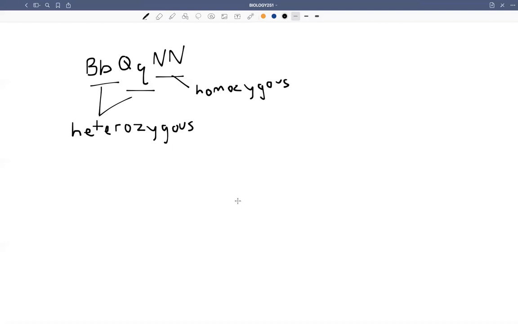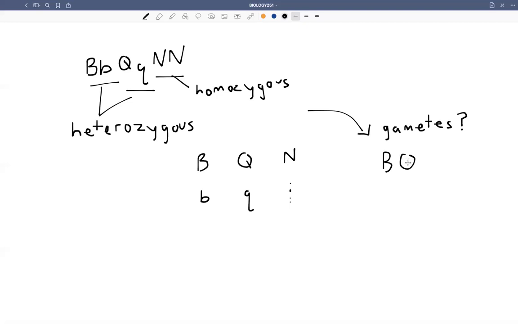Okay, so how many possible combinations here? We've got big B or little b, big Q or little q, and then with the N, there's only big N. So we can kind of take a different approach to the N genotype relative to the B and Q genotypes. So we want to ask the question of when this individual goes on to produce gametes, what are the gametes going to look like? So we could write those out.